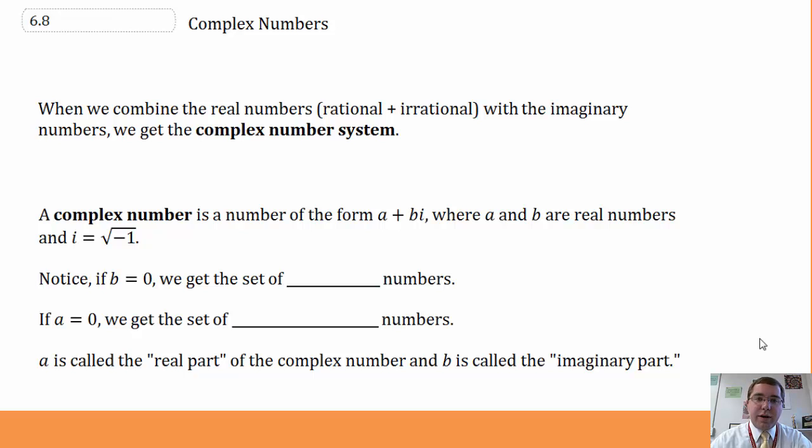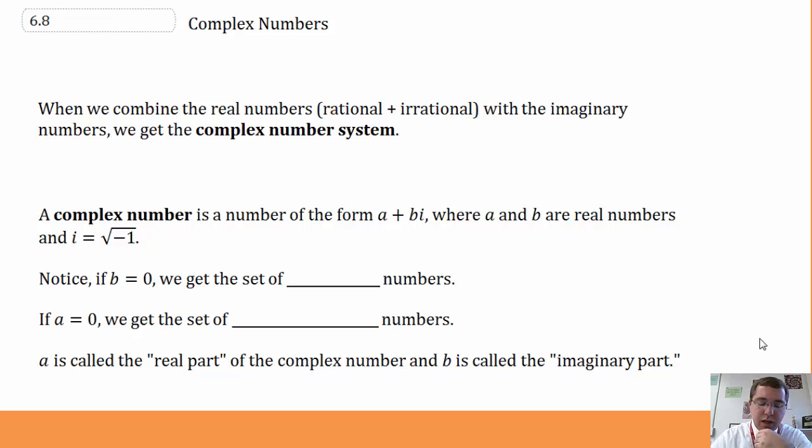This is section 6.8 of Chapter 2, the complex numbers. When we combine the real numbers, which remember from last lesson are the rational numbers and the irrational numbers together, that's the real numbers. When we combine the real numbers with the imaginary numbers, the numbers that involve the square root of -1, we get the complex number system.